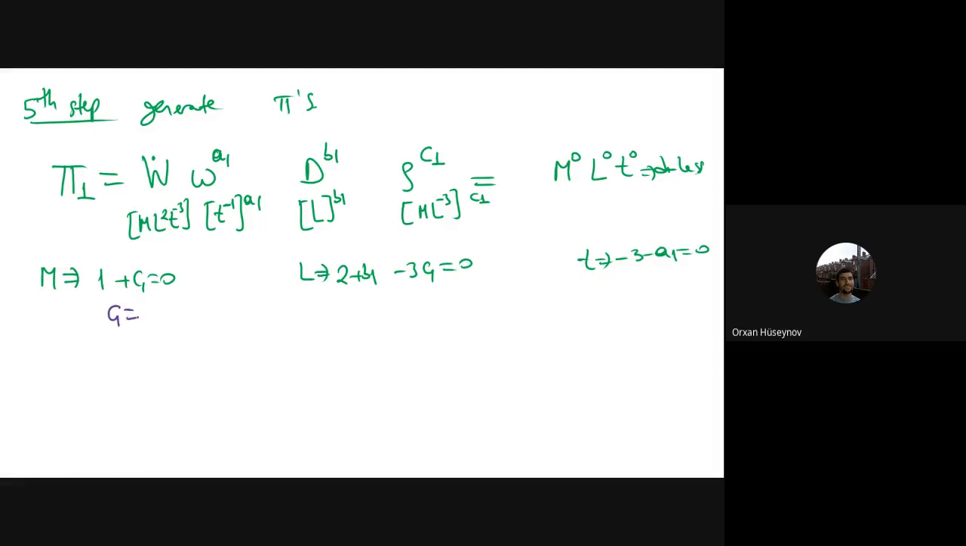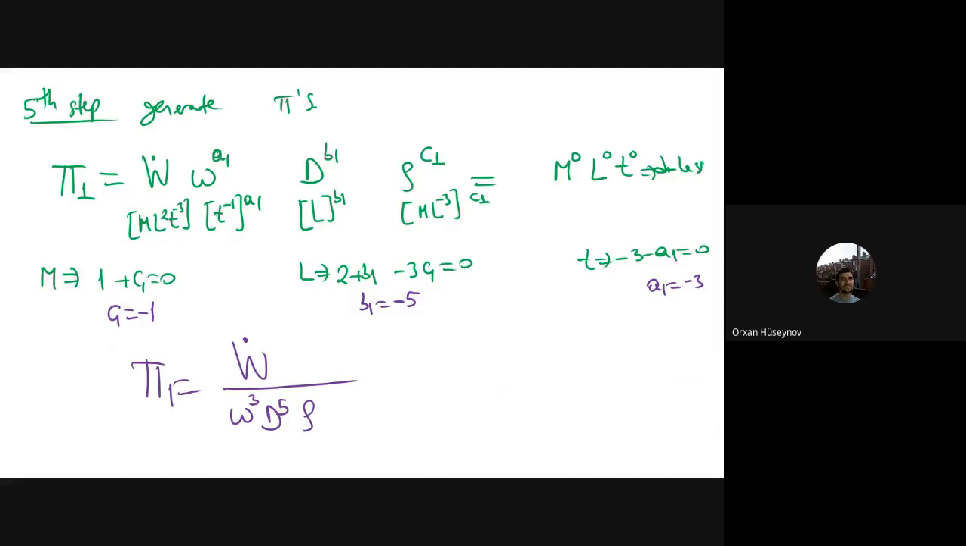So for the first one, if you solve it, C1 is negative 1. If you replace C1 as negative 1 here, it will be 3, and B1 will come to be negative 5. And from here, A1 is negative 3. So we have the first pi 1. First pi 1 is work dot, A is negative 1, therefore divided by omega. Sorry, an error: omega is A1, and A1 is negative 3, therefore omega to the power of 3. B is negative 5, therefore diameter to the power of 5. And the rho is C1 with the power of negative 1, therefore you will have the rho. This is the first non-dimensional variable.